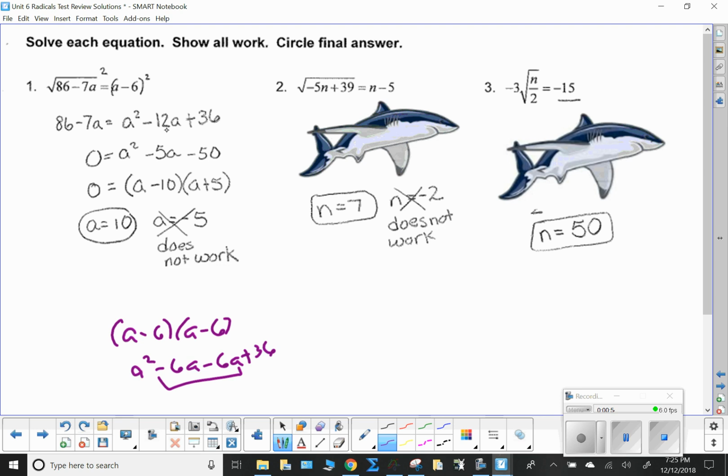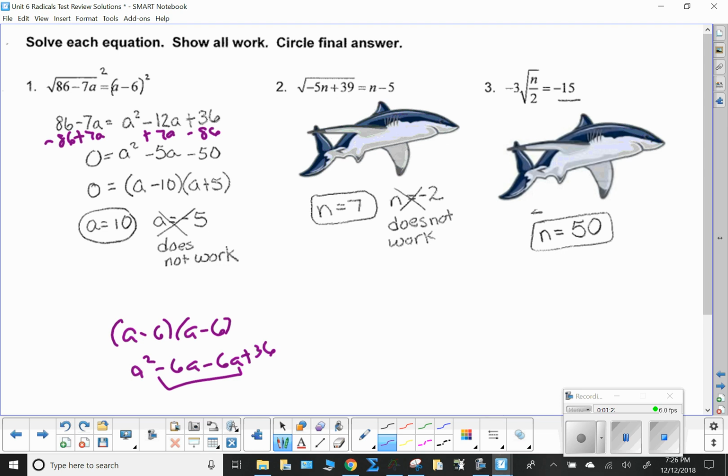Now, once you have that, you're going to subtract 86 from both sides, and you're going to add 7a. Notice it's 7a, not 7a squared. Now you've got this very nice quadratic that you can factor. You factor it to a minus 10 and a plus 5. You get that a equals 10 and a equals negative 5.